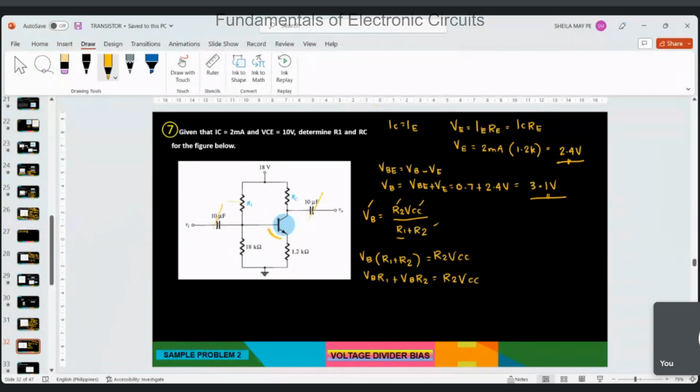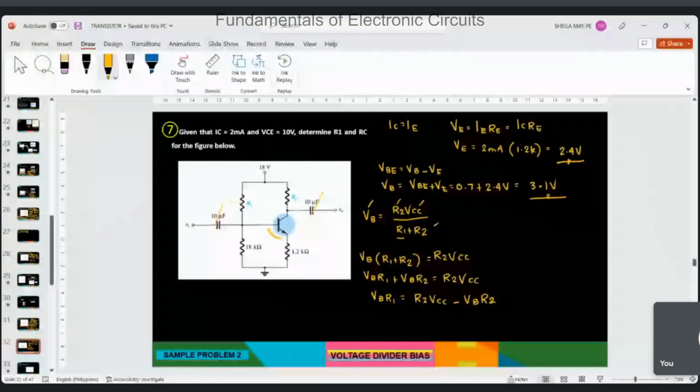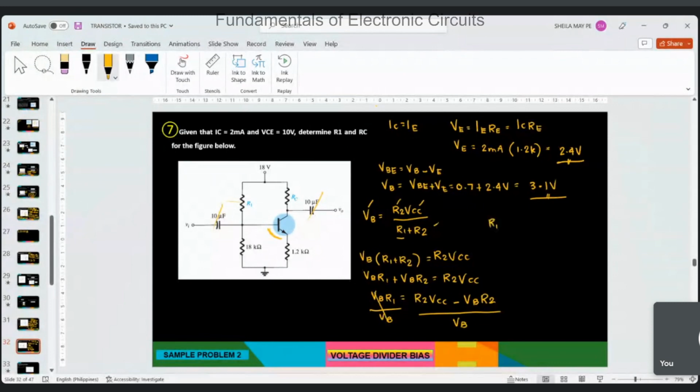R1 ang ipakita. So pabili na to ni siya. Transpose VB-R2 to the other side of the equation. Divide both sides by VB. So R1 formula would be R2 VCC minus VB R2 divided by VB.